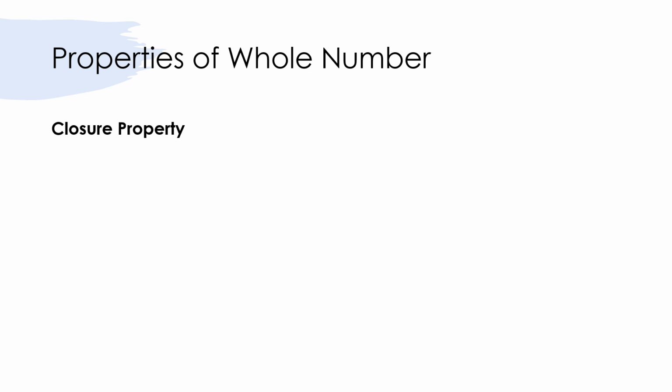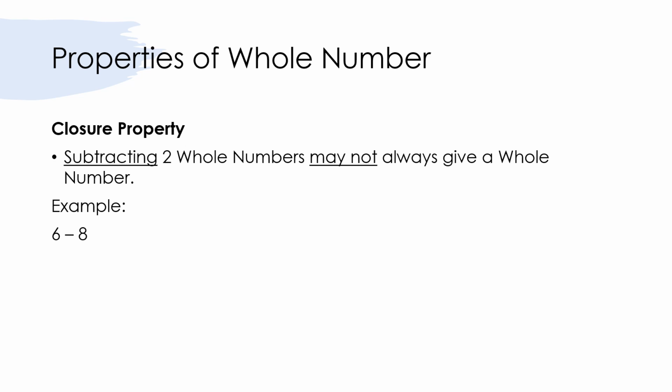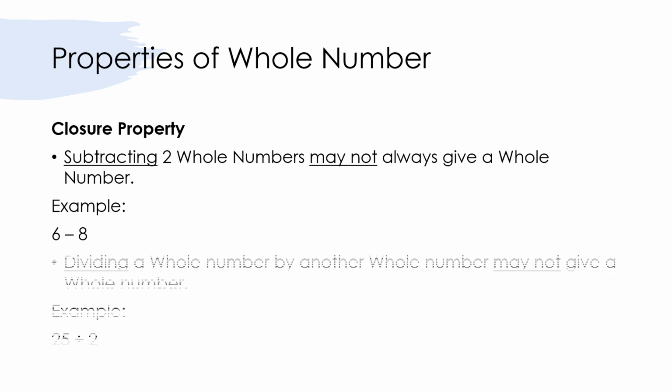But what happens if we subtract or divide a number? Will they always be whole numbers? Subtracting two whole numbers may not always give a whole number. For example, if I subtract 6 from 8, I will get 2. But what if I subtract 8 from 6? Will it be a whole number? Try drawing it on the number line. You will see that the answer is -2. And -2 is outside the world of whole numbers.